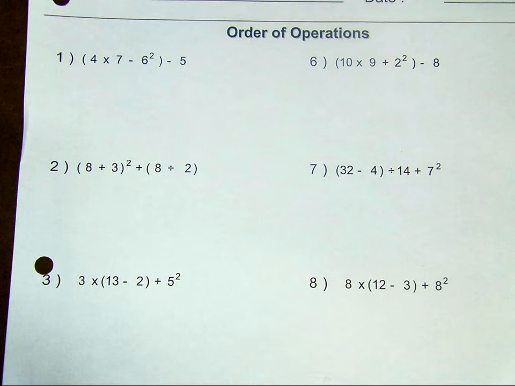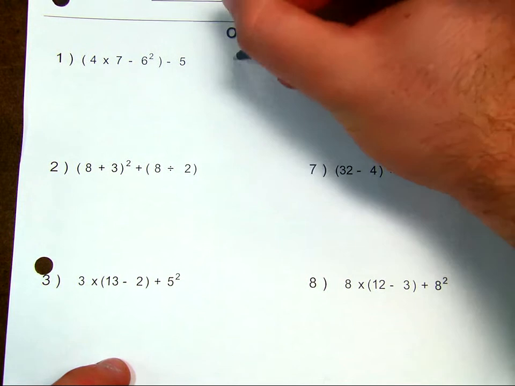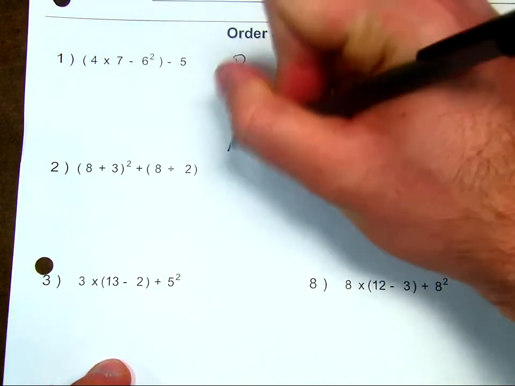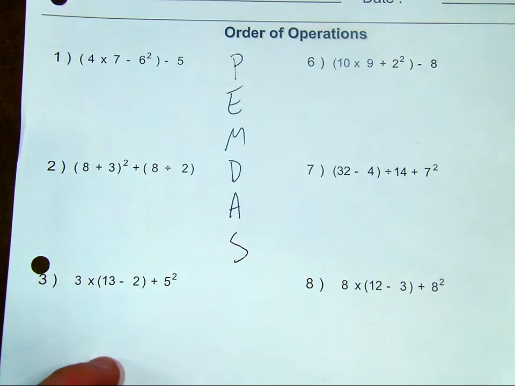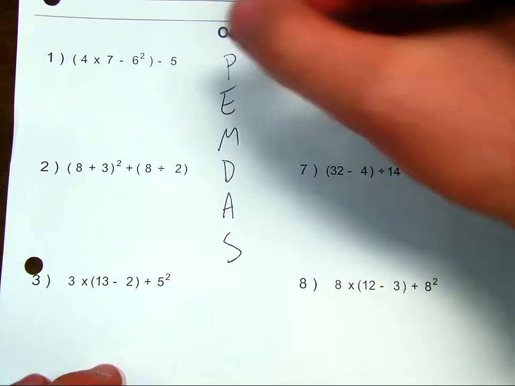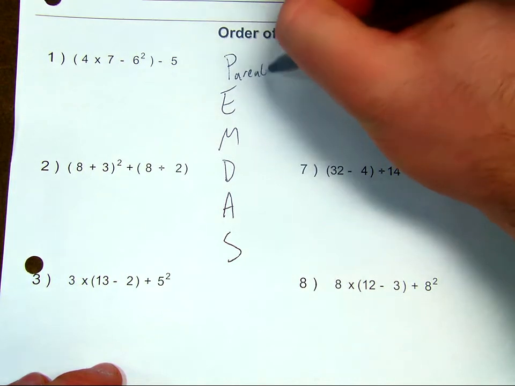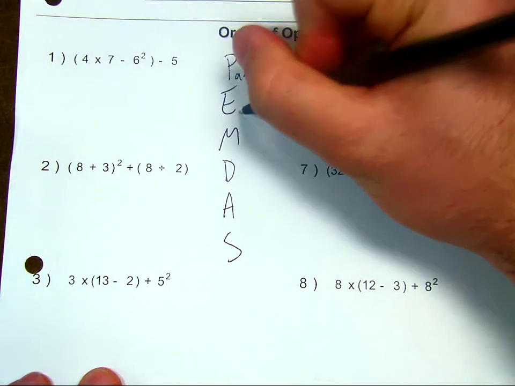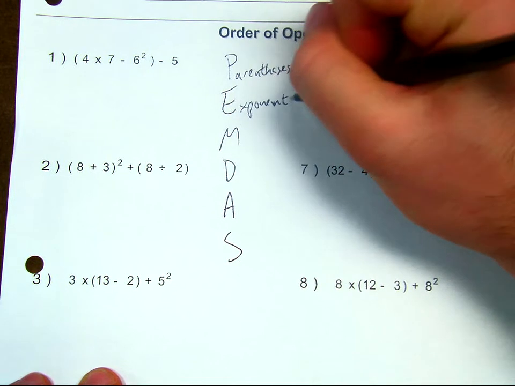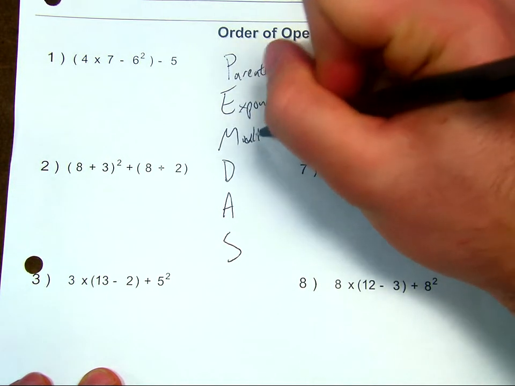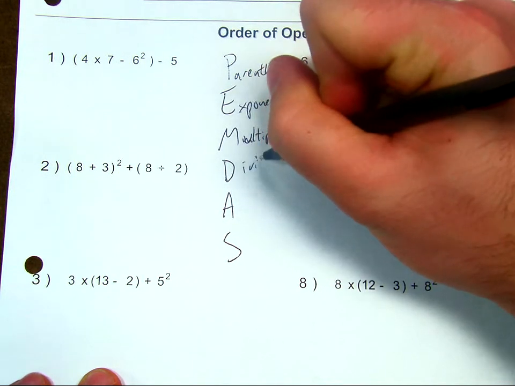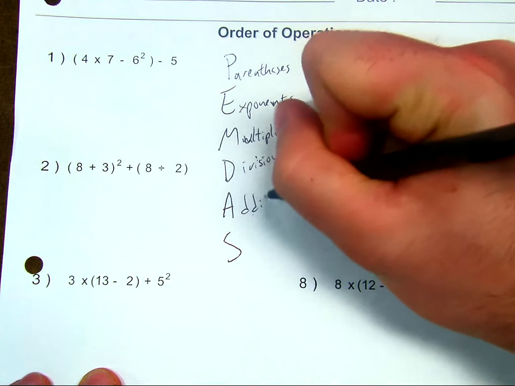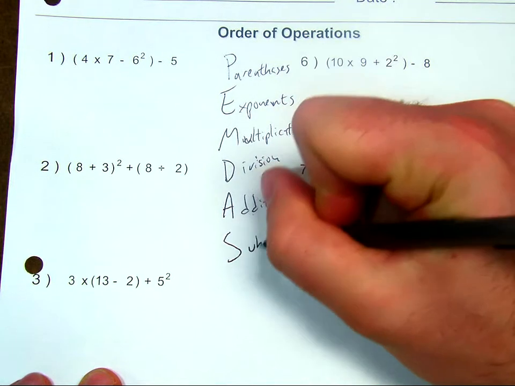So in order to do that, we have to remember a certain thing. It's called PEMDAS. You can write that on the center of the page. P-E-M-D-A-S, PEMDAS. This is just an easy way to remember something. This stands for parentheses, exponents, multiplication, division, addition, and subtraction.